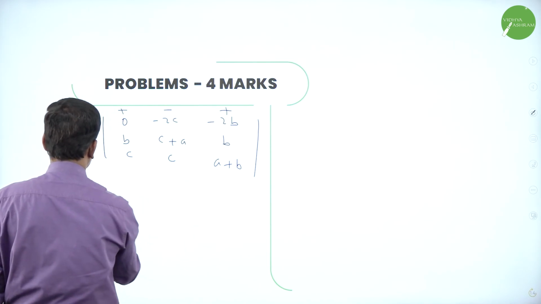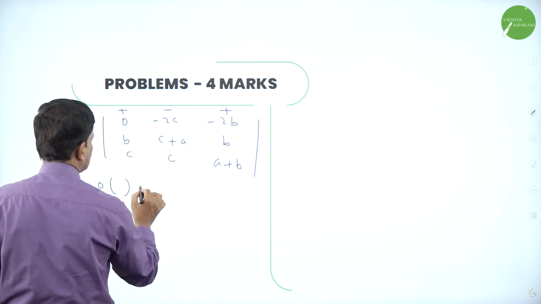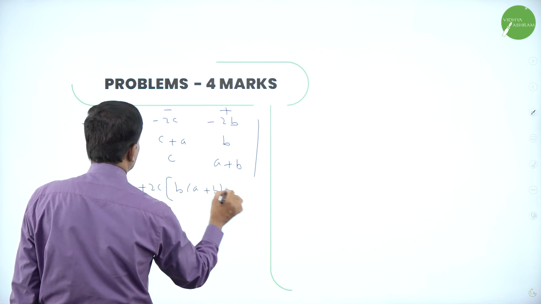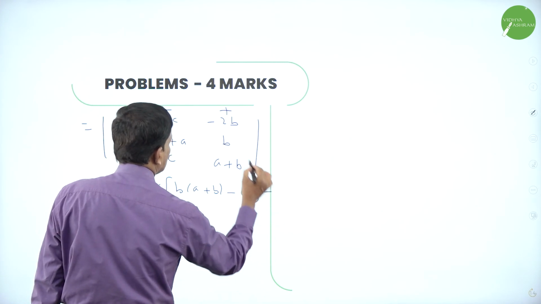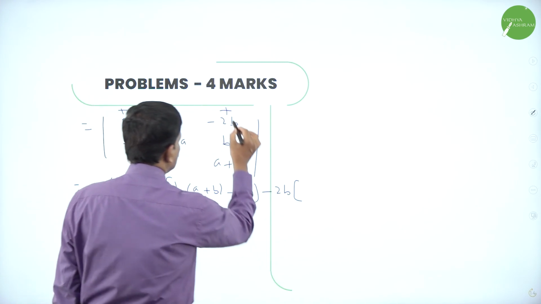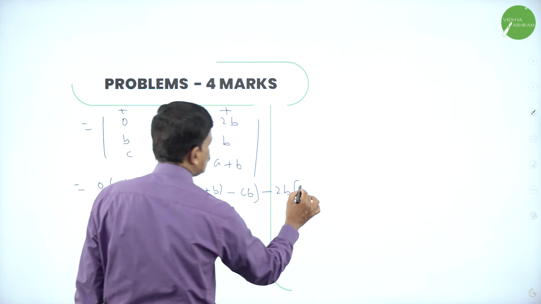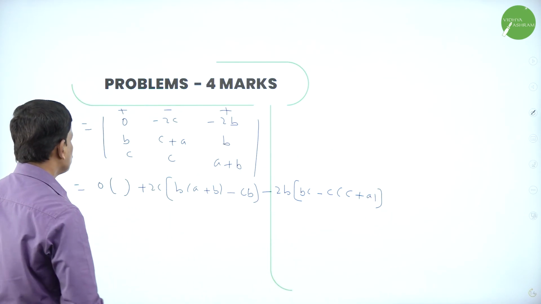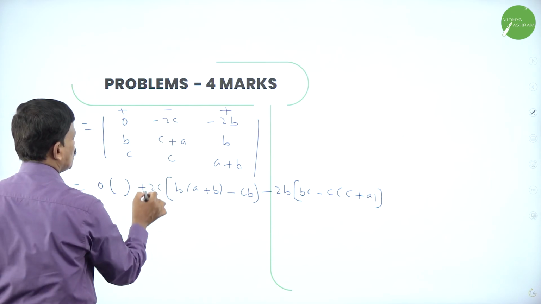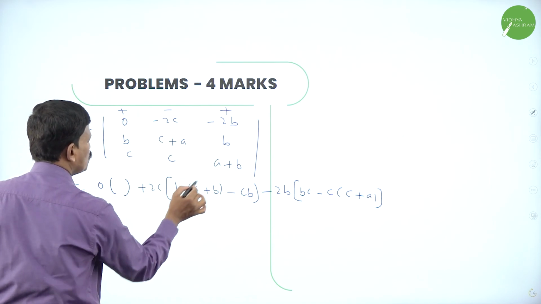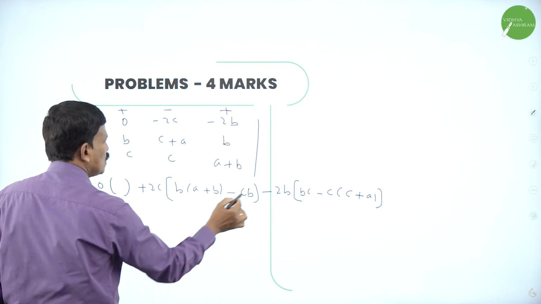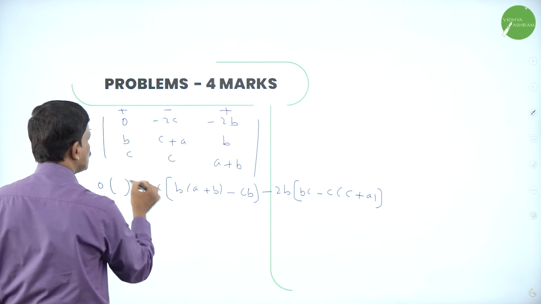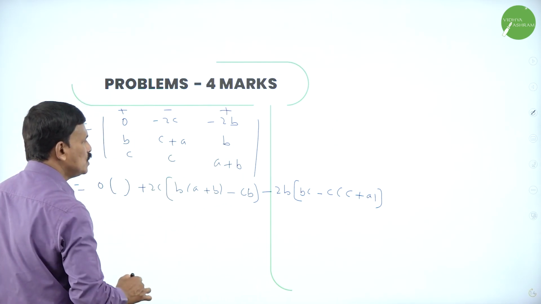Plus, minus and plus. So 0 into number is 0, minus into minus plus 2C into, this is B into A plus B, minus C into B, CB. Again plus into minus, minus 2B into, remove this column and row, B into C is BC, minus C into C plus B. Expand, that's all. 0 into any number is 0, minus into minus plus 2C, delete the row and column containing this, B into A plus B minus C into B; minus into plus, it is plus into minus, minus 2B, delete the row and column containing this, what is left over is B into C is BC minus C into C plus A.